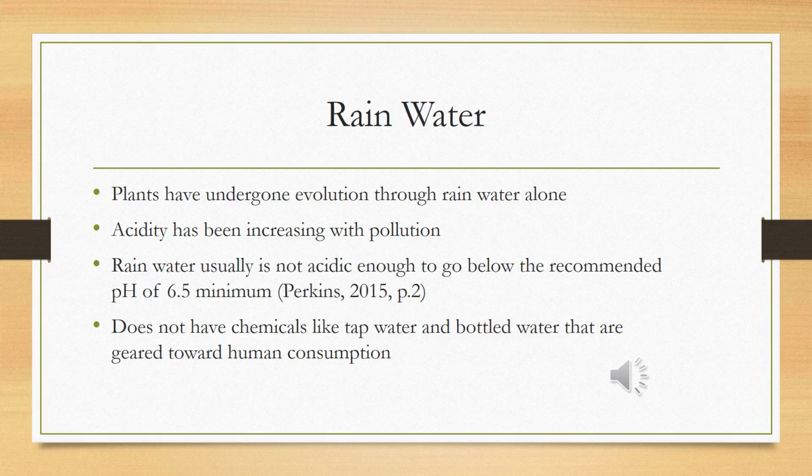Rainwater is probably one of the most natural sources of water. Plants have undergone evolution for millions of years just from rainwater alone. So, since acidity has been increasing with pollution, it starts to get dangerous for some plants as they might not be adjusted to rainwater being polluted. Rainwater is usually not acidic enough to go below the pH of 6.5. So you don't have to worry about rainwater as much if you want to collect it.